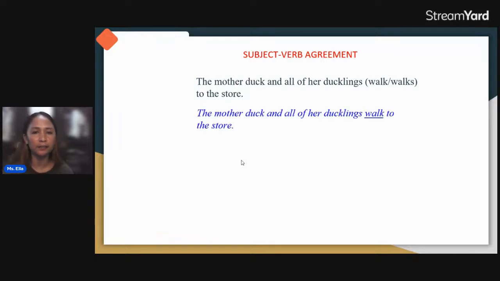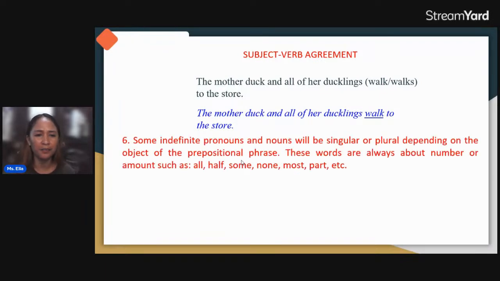So let's find out. In this sentence, the mother duck and all of her ducklings walk to the store. Okay, it's walk. Why walk? Here's the reason why again.